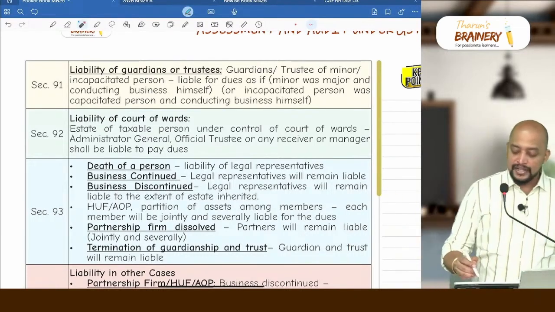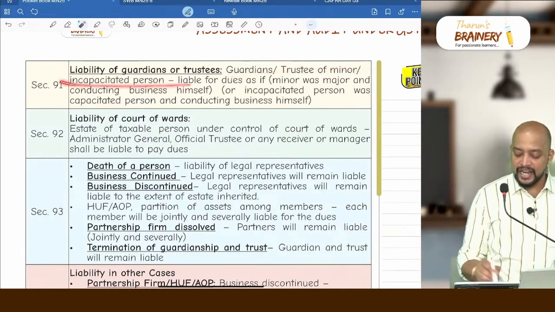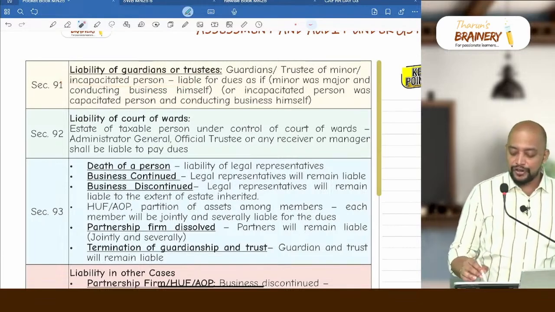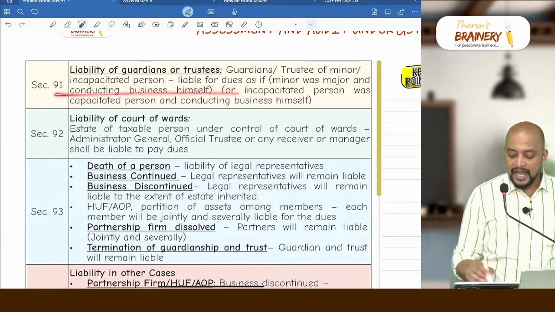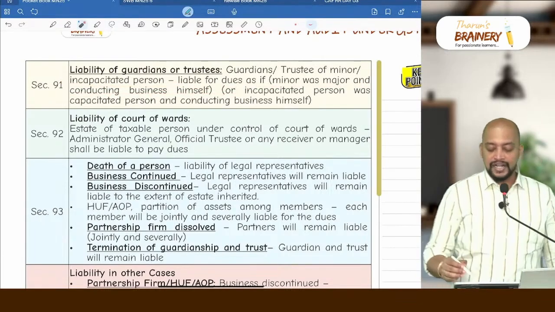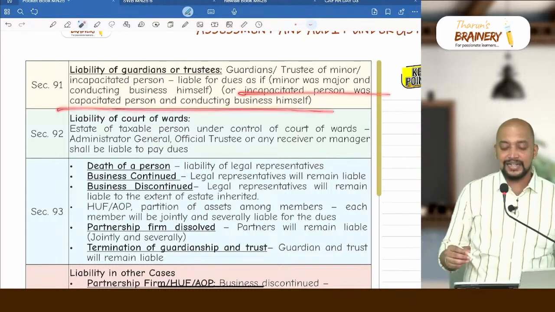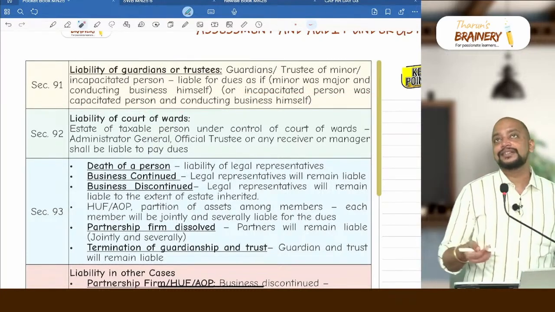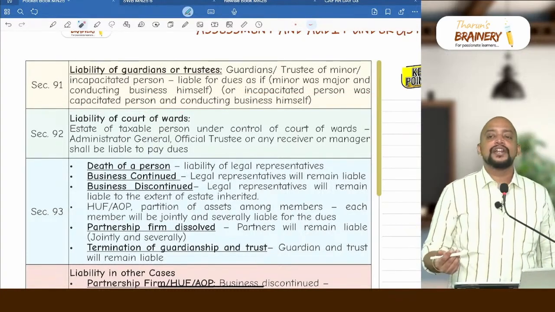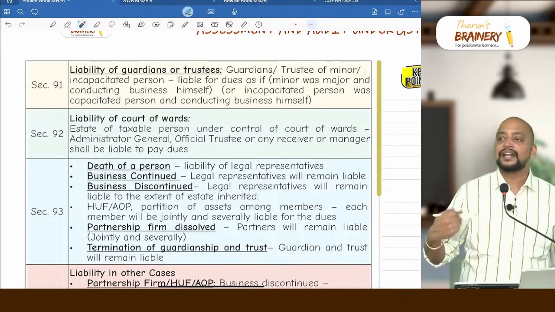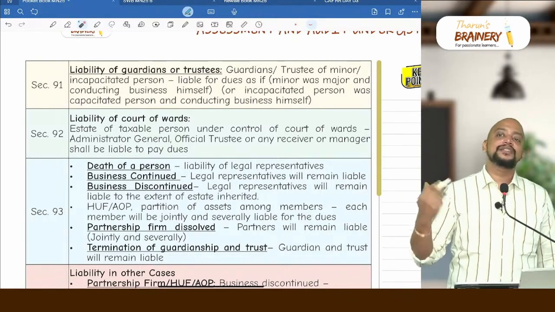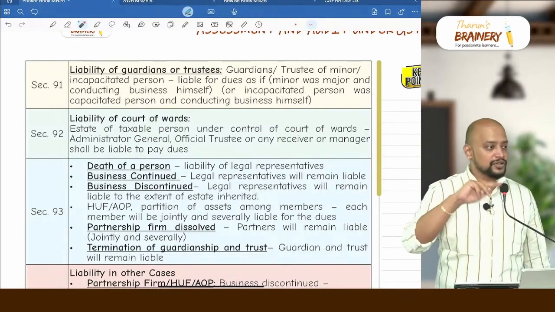That is this point. So guardians, trustees of a minor or incapacitated person, are liable for dues as if the minor was major and conducting business himself, or the incapacitated person was capacitated and conducting business himself. This is as good as in the Motor Vehicle Act. Whenever a minor is driving a vehicle and he hits any other person, then his parents will be arrested and imprisoned. So that logic only.